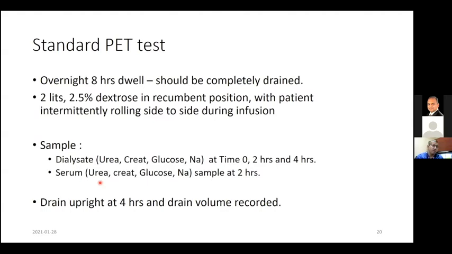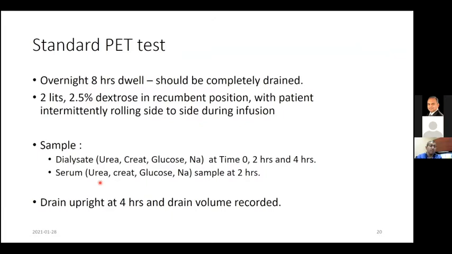So how do we do a PET test? We do an overnight 8 hour dwell. The patient comes to the unit or the clinic and is completely drained. Then 2 liters of 2.5% is put in with the patient in the supine position, and he should be rolling from side to side. We ask him to roll during the infusion to make sure all of the peritoneum gets the fluid. Then you drain the patient after 4 hours, and see how much ultrafiltration there is in that 4 hours.